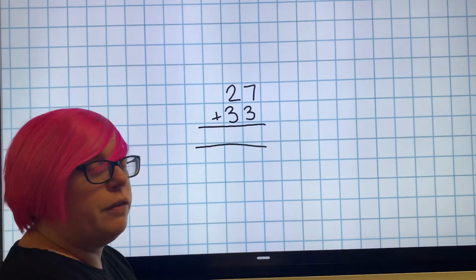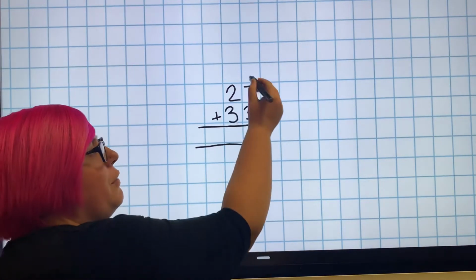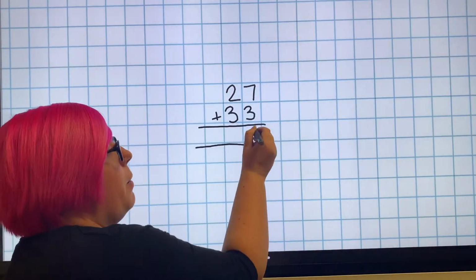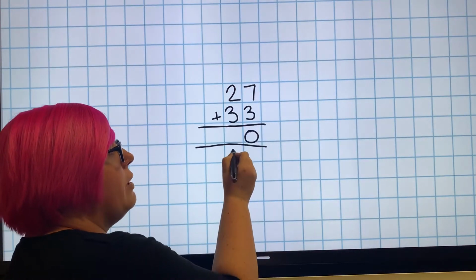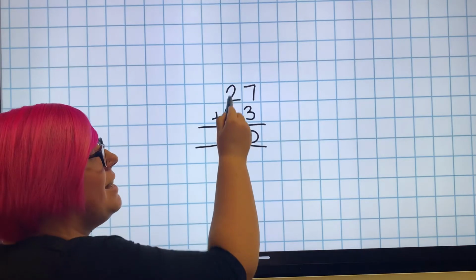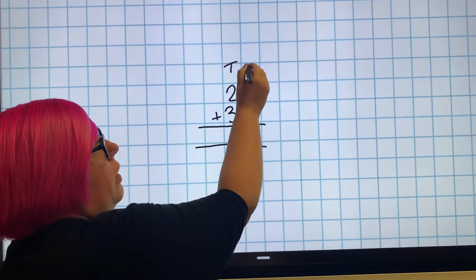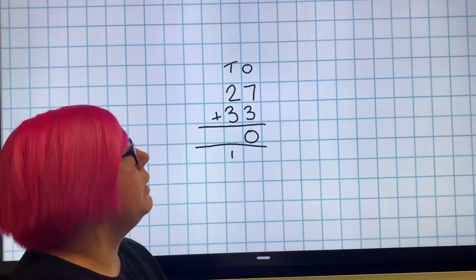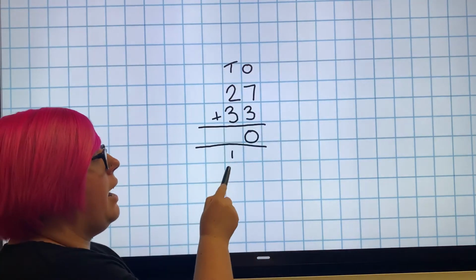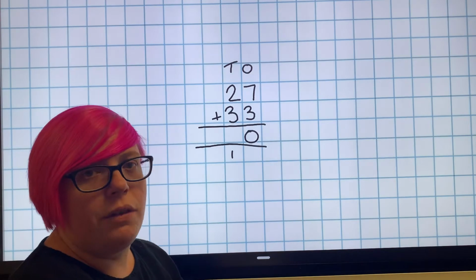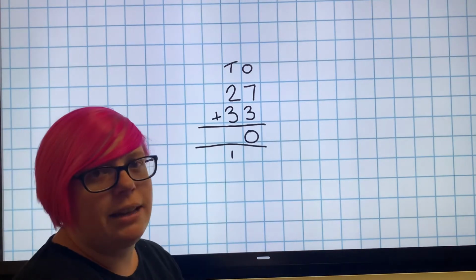So what I do for this example is I've got 7 add 3 is 10, so I put my 0 here and I carry my 1 over in my tens column, okay? If I write my columns on here, this is the tens column, this is the ones column. So my ones are here, my tens are here. I've carried an extra 1 over here for 10 into my tens column.